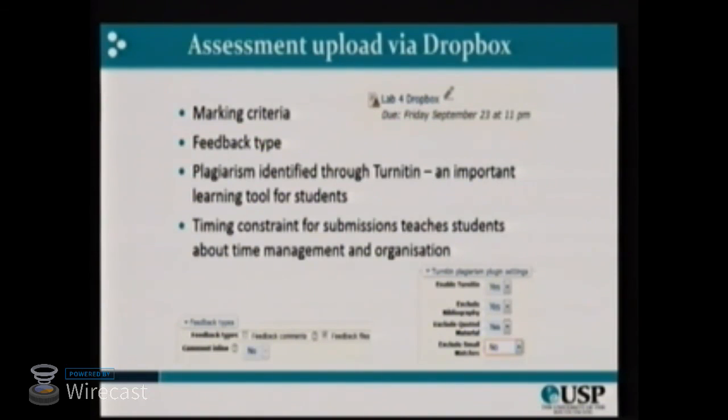Uploading assessments, so using Dropbox functions. This is really useful. For example, I can specify the type of feedback to the students, so they're aware of what is expected of them and the marking criteria. So they can study and they can upload their assessments having a good sense of what the expectation is from me, and therefore what the expectation of the course is.